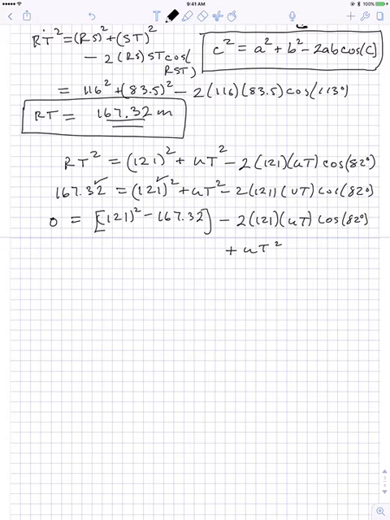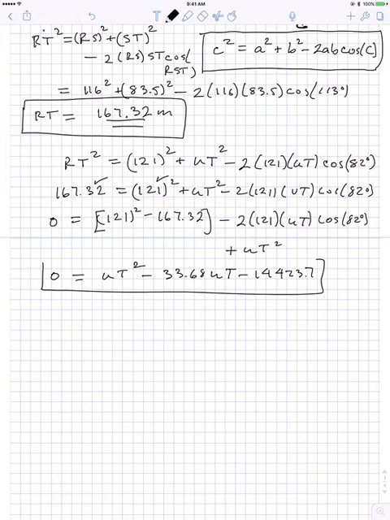So the trick in engineering is to recognize things that you should know. You should know the quadratic equation. So when I plug these things in the calculator, I get a quadratic equation. I get UT squared, then minus, when I plug in these numbers, 33.68 UT, minus 14,473.7, depending on how many decimal places you carry. But that's a quadratic equation.